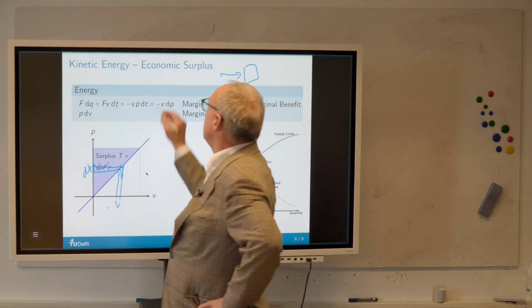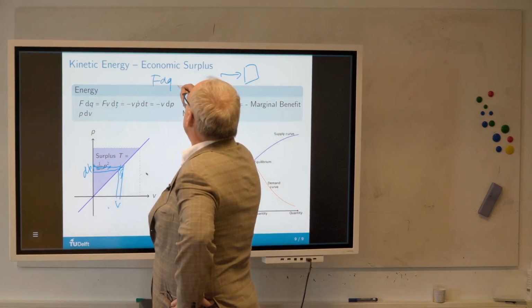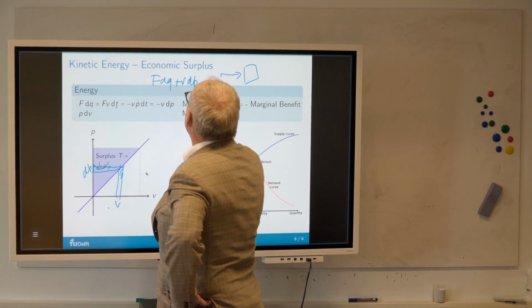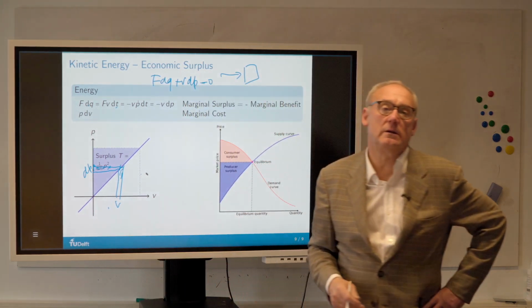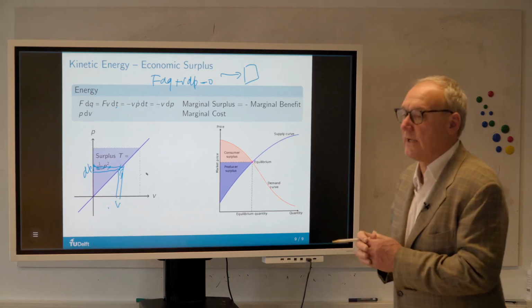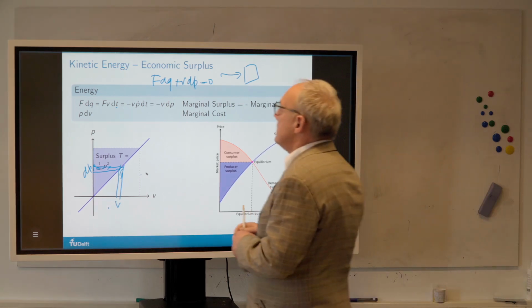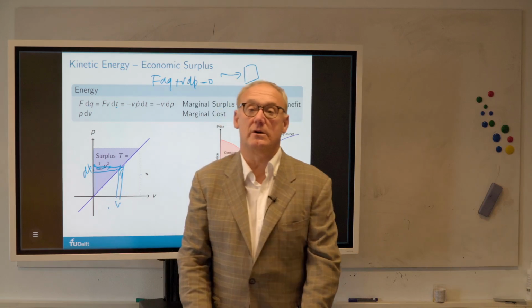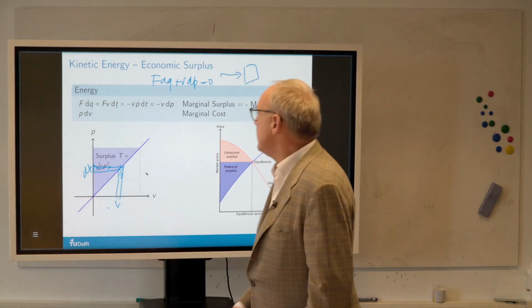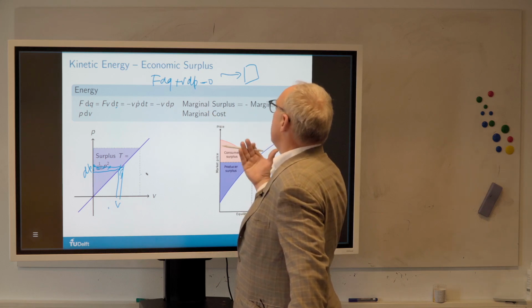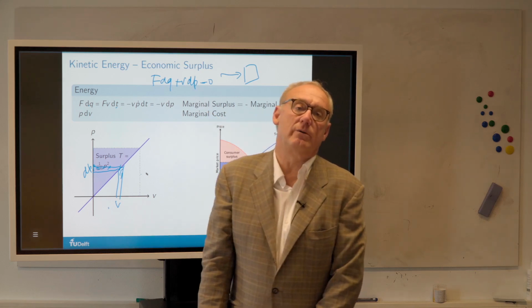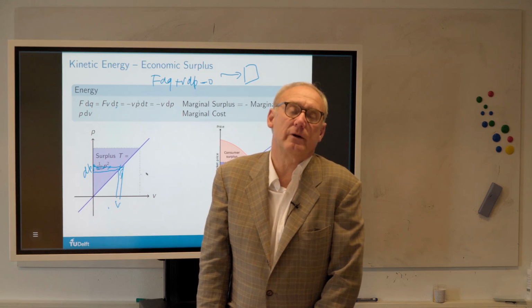And in fact, we can write down F dq plus V dP is 0, right? Which is the law of conservation of energy. So the law of conservation of energy follows from Newton's law. And what we see here is that the sum of the surplus and the benefits has to be 0, has to be a constant, okay?